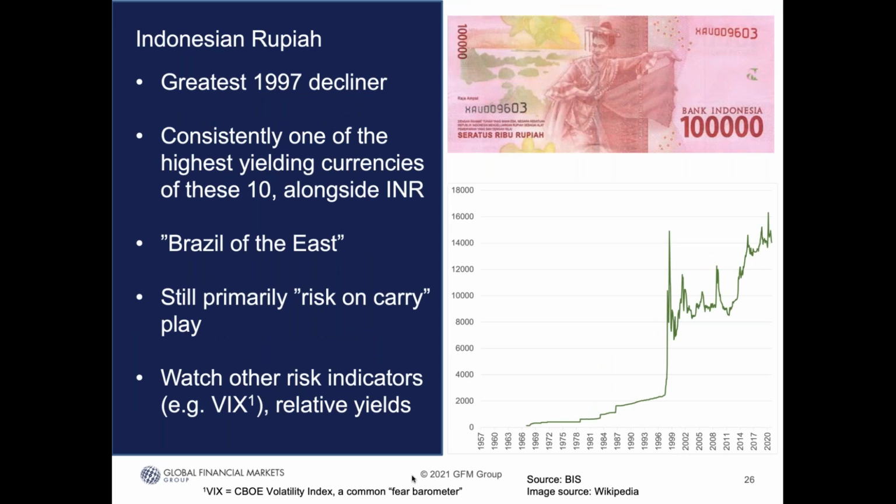Last of all, of the 10 currencies I'm going to discuss, is the Indonesian Rupiah. And why do I make it last? Well, it's a very high denomination note. It's also one that had the most spectacular decline in 1997. So you might remember the Korean won fell 50%. You might remember the Thai baht went from 25 to over 40. The Indonesian Rupiah was pegged at roughly 2,500 to the dollar and went to over 14,000 in the 1997 crash.